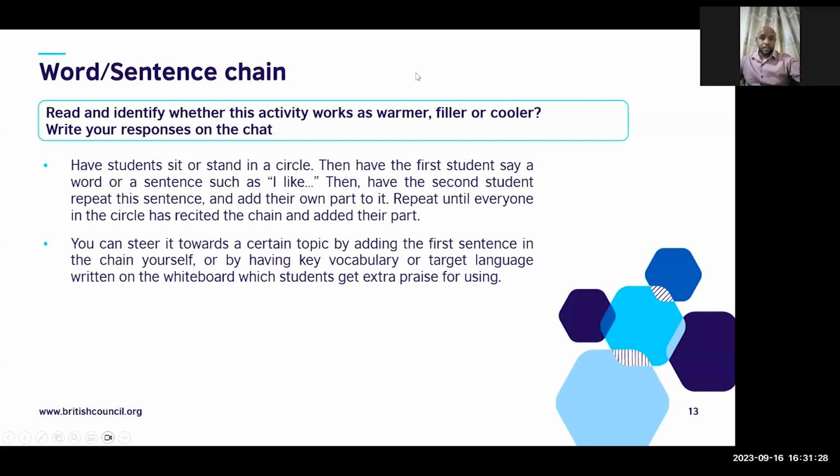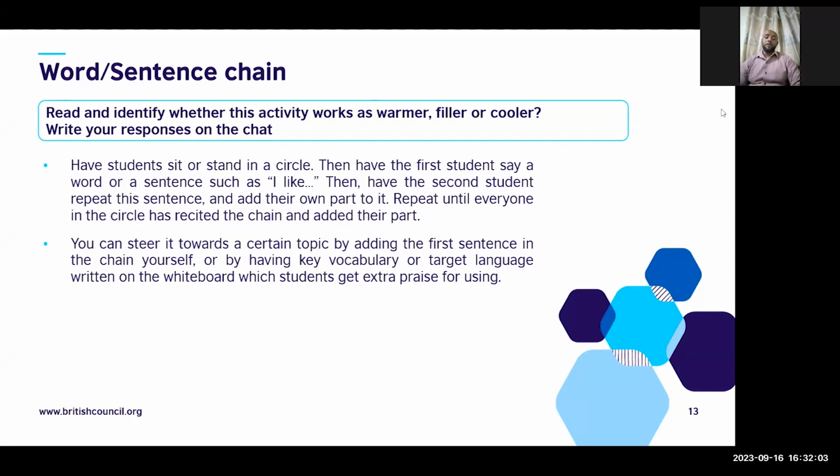Now read it. It says, have students sit or stand in a circle. They have the first student say a word or a sentence, such as I like. Then have the second student repeat the sentence and add their own part to it. Repeat until everyone in the circle has recited the chain and added their part. You can steer it towards a certain topic by adding the first sentence in the chain yourself, or by having key vocabulary or target language written on the whiteboard, which students get extra praise for using.